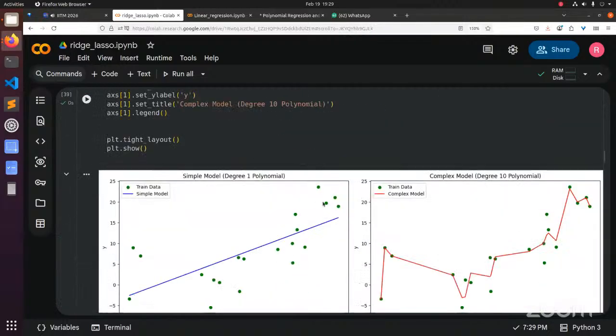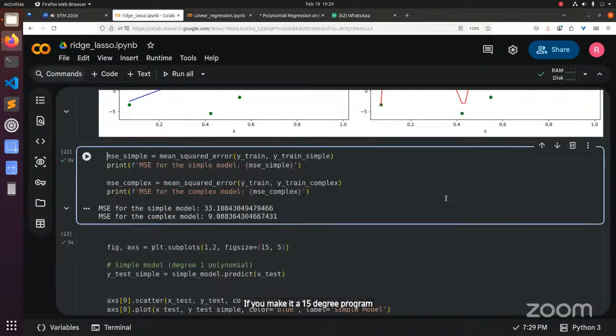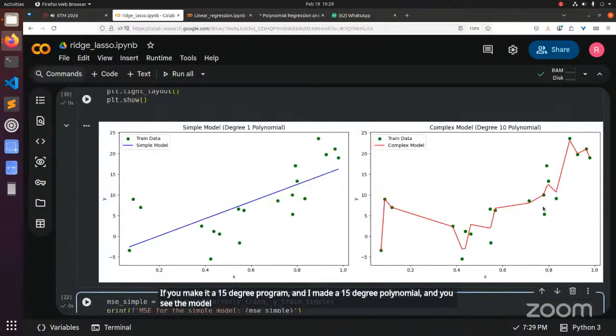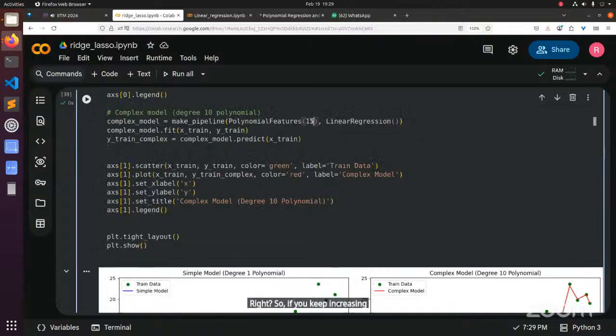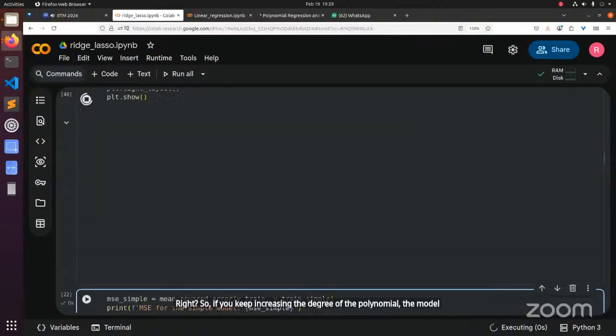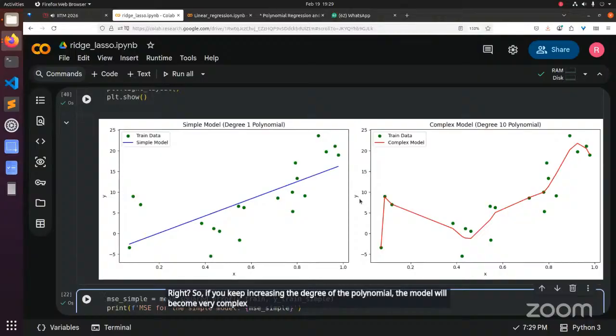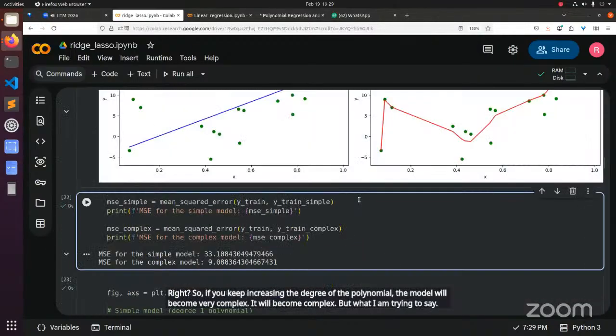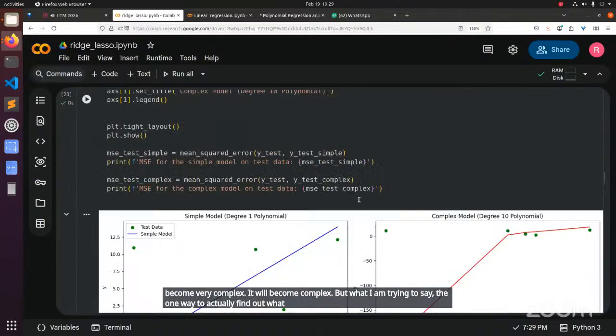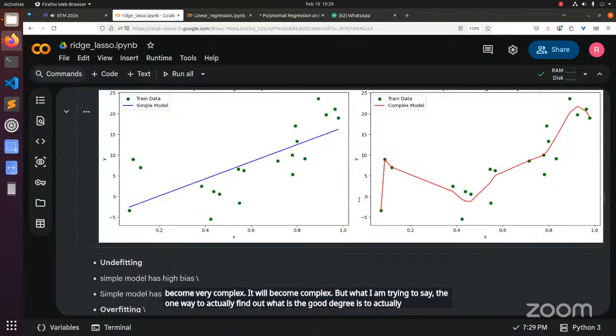I made a 15-degree polynomial, and you see the model complexity has increased further, right? So if you keep increasing the degree of the polynomial, the model will become very complex. But what I am trying to say is, one way to find out a good degree is to do it manually.